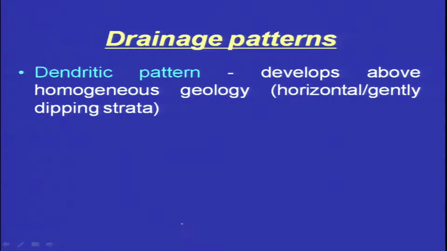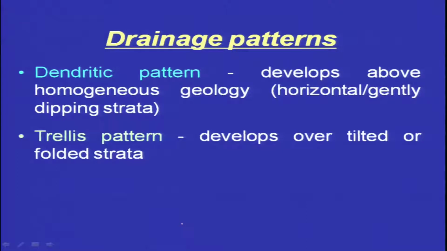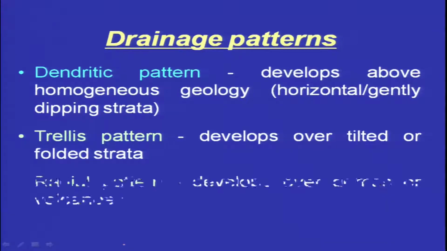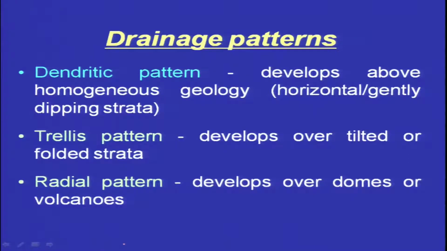For example, these are a few which are very prominently and commonly seen. One is the dendritic pattern, which develops above homogeneous geology, where you are having either very horizontal or gently dipping strata. Then you will have the trellis pattern, which develops over tilted or folded strata. Then you are having the radial pattern, which develops over domal structures or volcanoes, okay. So, if you are having domes or volcanic areas, you will be able to see the radial pattern. We will see a few examples of this, okay.